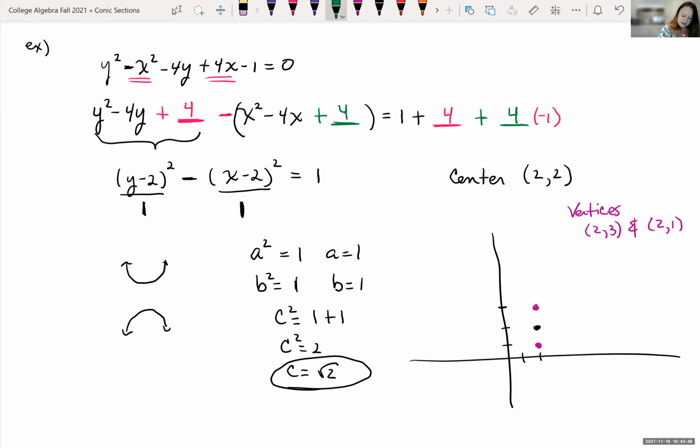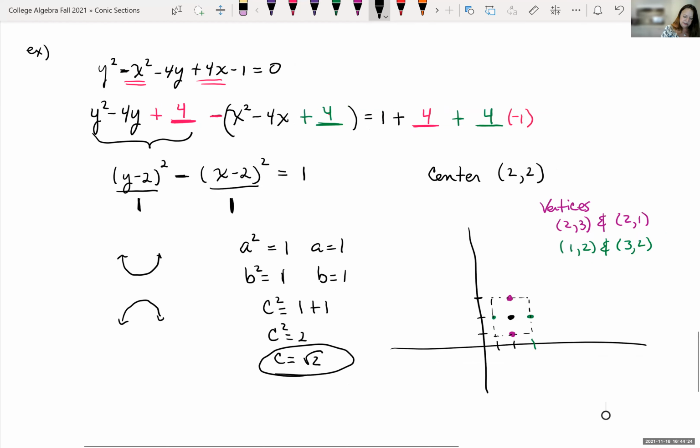To get the other ones on the conjugate axis, we're going to go to the left and the right by 1. And so we would get (1, 2) and we would get (3, 2). Let's form our box. And let's find our asymptotes.